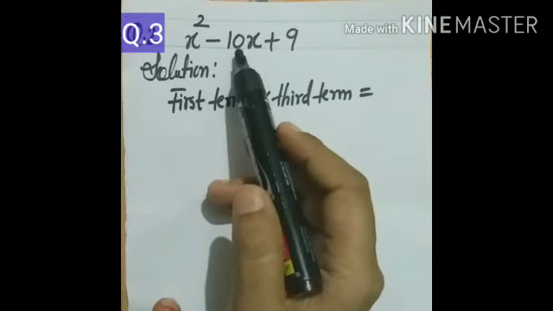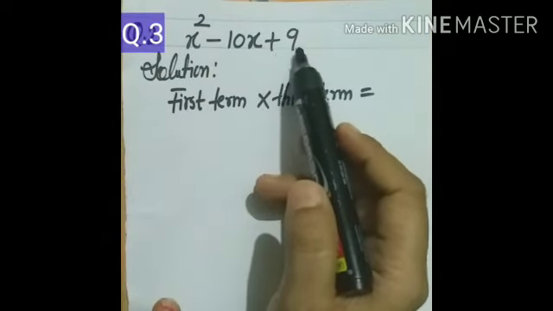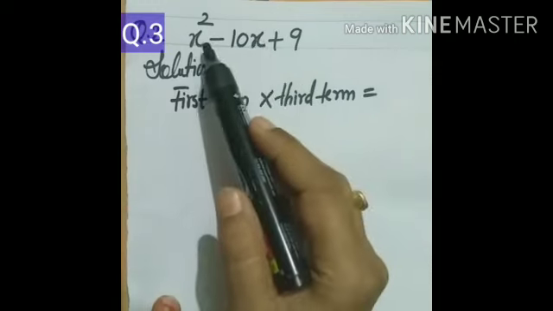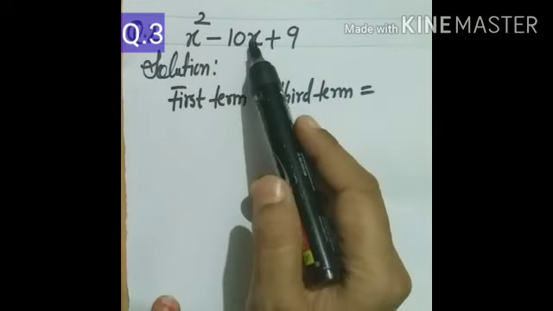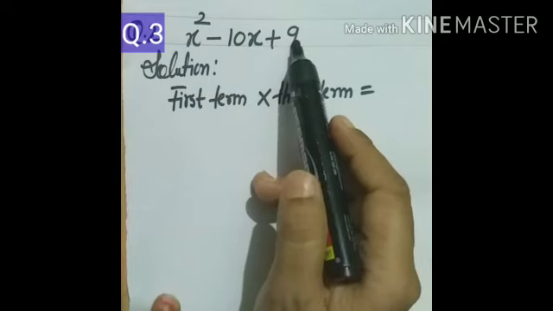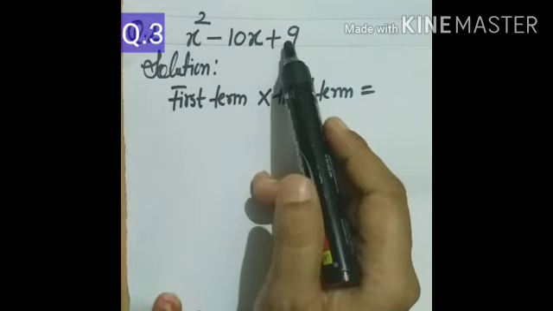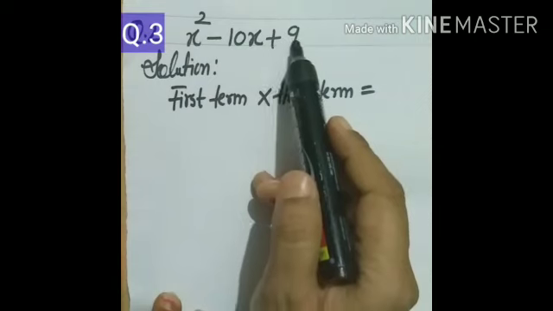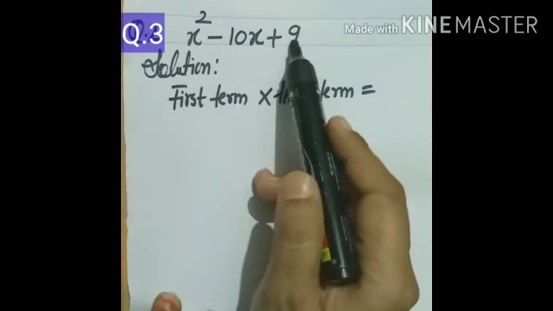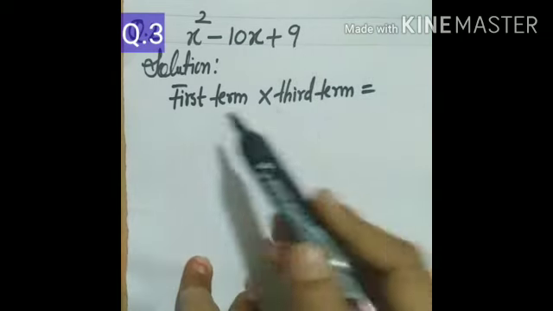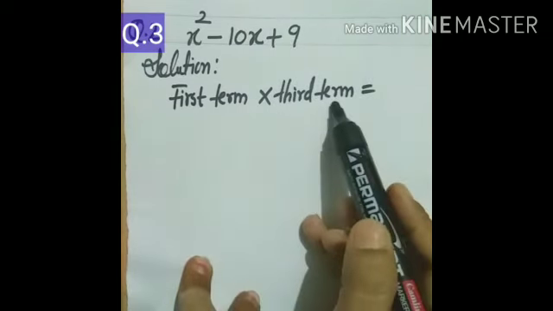x square minus 10x plus 9. Here there are, children, 3 terms. First term, middle term and third term. Okay, children. First of all, what we have to do? First term into third term. Okay, what is the first term? x square. And what is the third term? 9. So here, children, first term into third term.